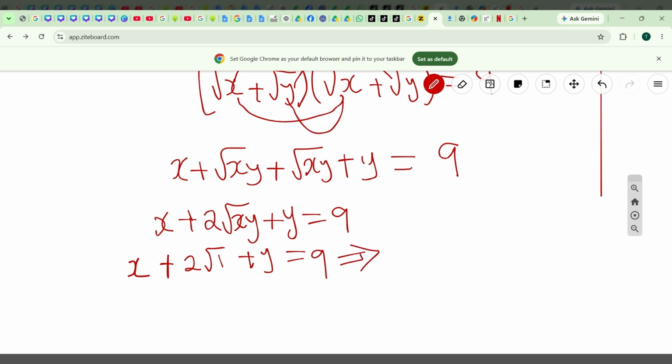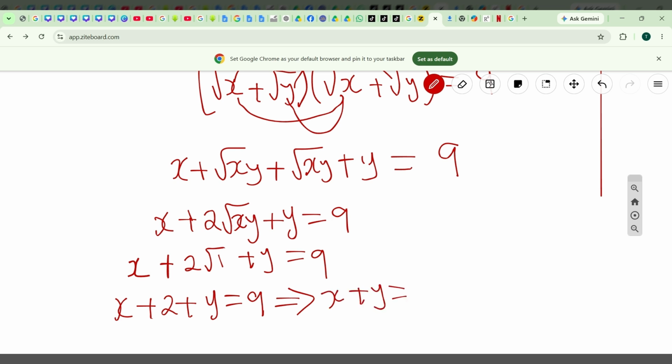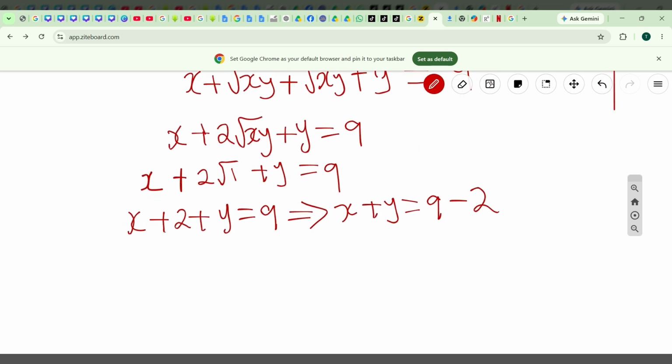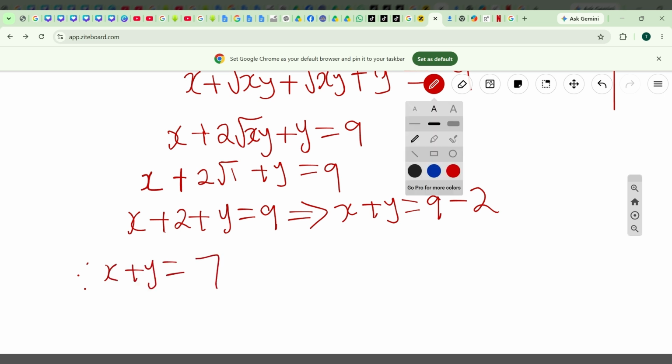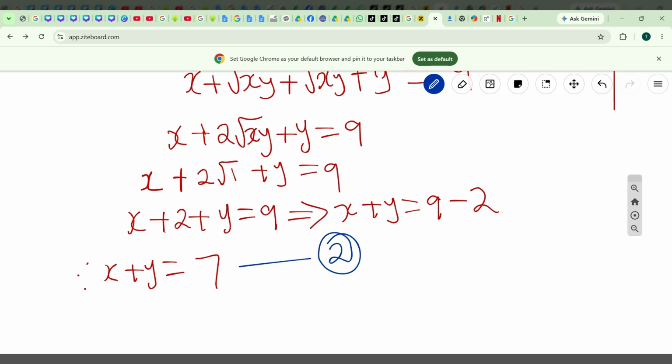I can equally say this is x plus 2 multiplied by root 1. First of all, root 1 is 1. 2 multiplied by 1 is 2, plus y is equal to 9. This is the same thing as saying x plus y is equal to 9 minus 2. Therefore, x plus y is equal to 7. I can call this my equation 2. Now, we have x plus y equal to 7.